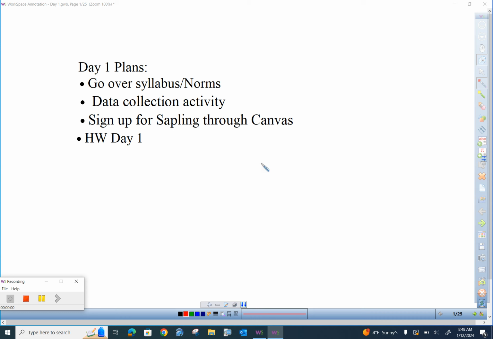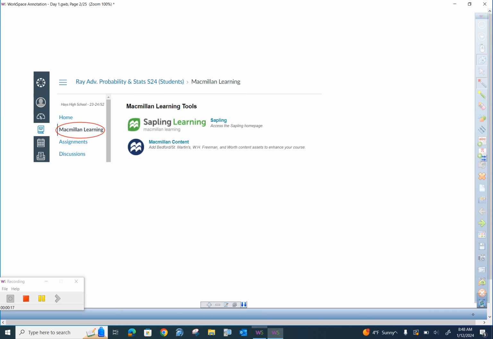Statistics. So today, just a snapshot of what we were covering. We went over the syllabus and the norms for the class, and then we're going to sign up for Sapling through Canvas. We're actually going to do that first and then get started on our activity that leads into the notes. So first thing is on Canvas, when you go into the course, on the left you'll see Macmillan Learning.